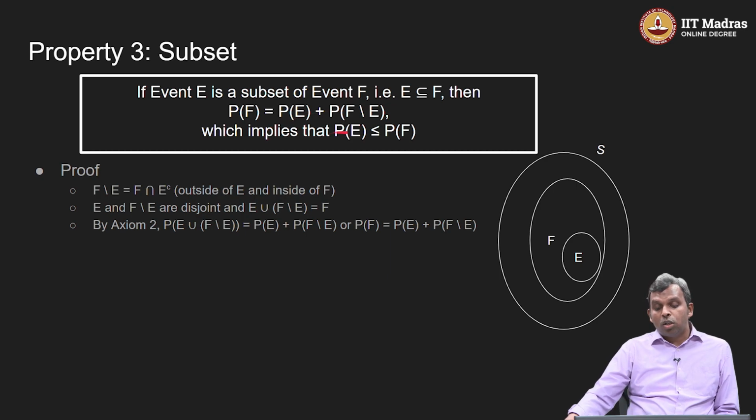So, in particular, notice what this implies: P of F is always greater than or equal to P of E. Okay. Now, this is quite important. I want you to think about why this is important here. If P of F is equal to P of E plus something else, this something else is a positive quantity, right? It is a probability. Probability is only between 0 and 1, right? So it's a positive quantity.